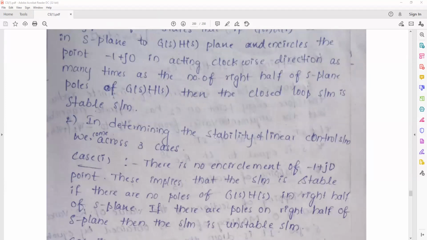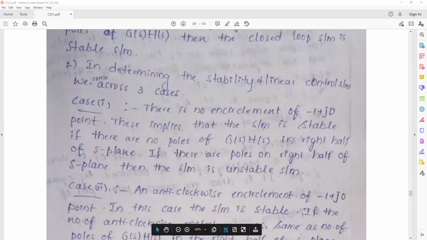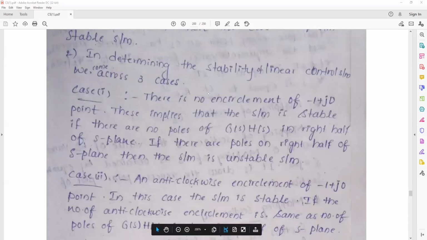To determine the stability of a linear control system, we come across three cases. So the first case is there is no encirclement of the -1 + j0 point. This implies that the system is stable if there are no poles of G(s)H(s) in the right half of the s-plane.